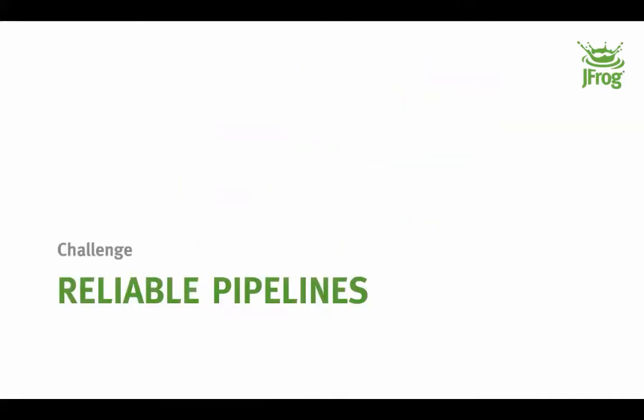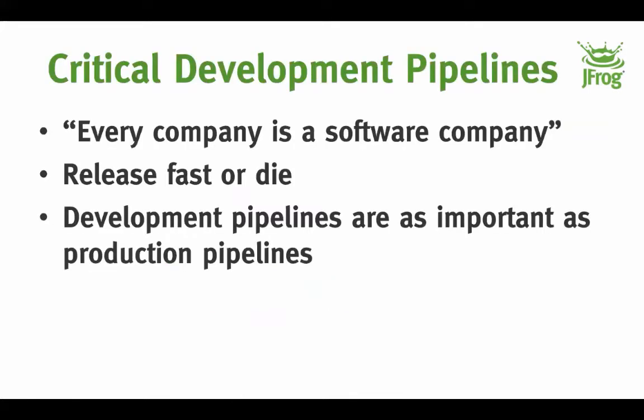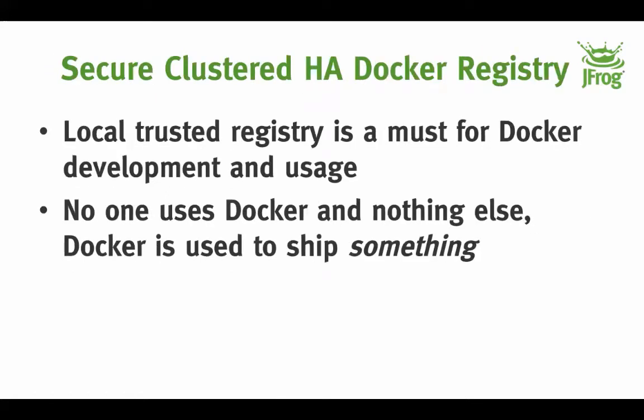Now, the second challenge that comes is the reliability of the pipeline. We want to make sure that the pipeline is highly available. And because Artifactory, as we mentioned earlier, sits in the center or core of your entire development cycle, we want to make sure that it is available all the time. So Artifactory has something called HA, that is the highly available cluster feature.